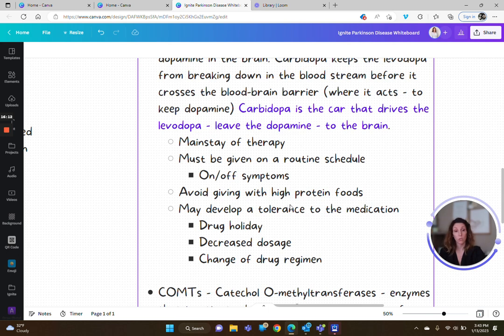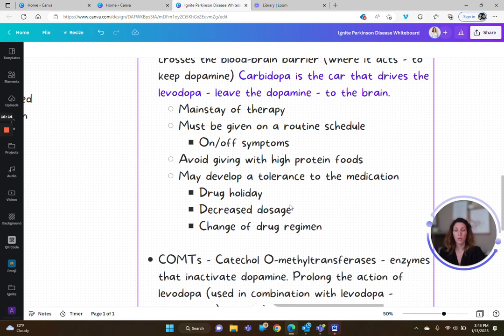The problem with this medication is that they can develop a tolerance to it. So it was like, oh, they took it and it helped so much, but then the longer they took it, the higher their dose had to get, and then it didn't work as well as it did at one time. So to combat this, they may have to have a drug holiday where they don't take the drug for a while, and then we restart it and hope that we're not going to have to go up to high doses again. We can stay at a lower dose for a while until they develop tolerance again. Or we might decrease the dose for a while and then gradually increase if we need to. Or change the drug regimen.